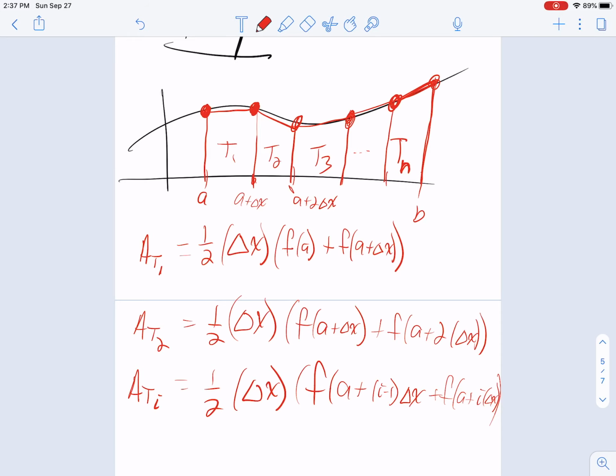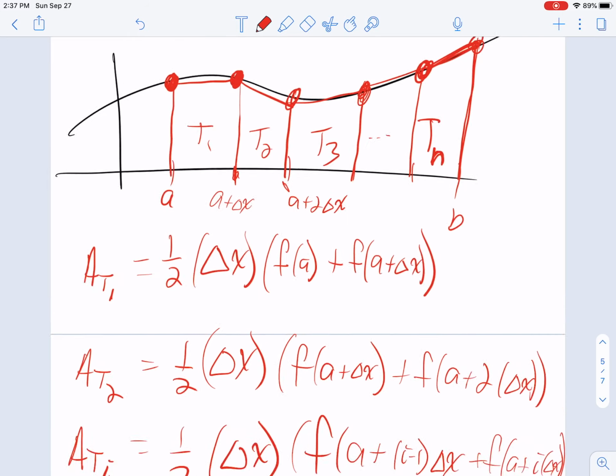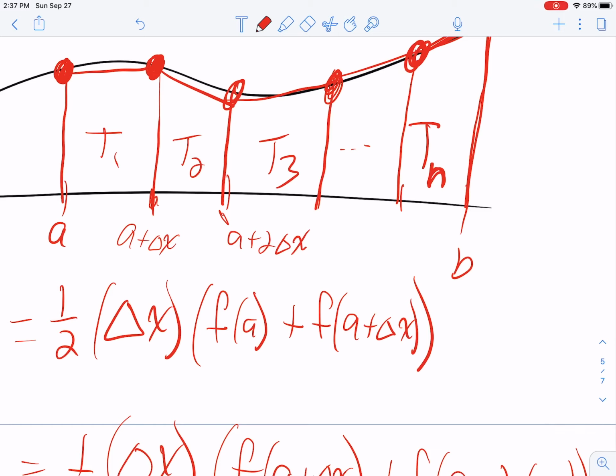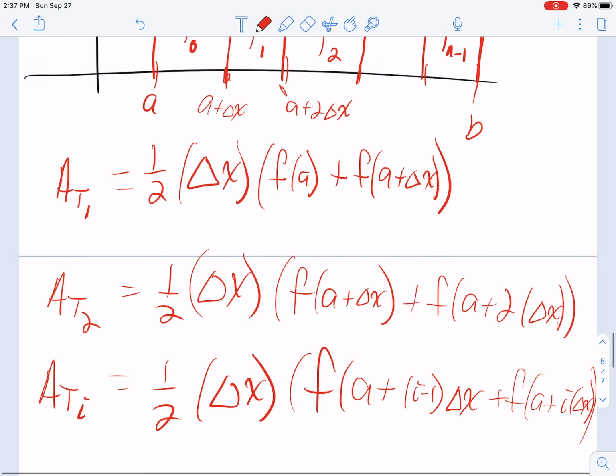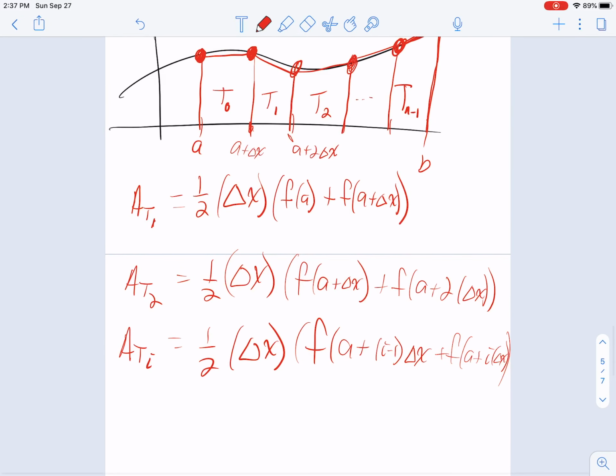And the weirdness comes from how we labeled our trapezoids. Everything we've been labeling recently has started with 0, and I chose to label with 1 here, and that's my mistake. So I relabel this. I label this as trapezoid 0, trapezoid 1, trapezoid 2. This will be trapezoid n minus 1.